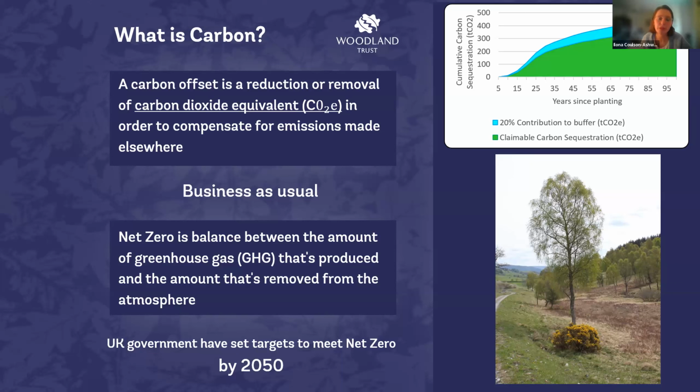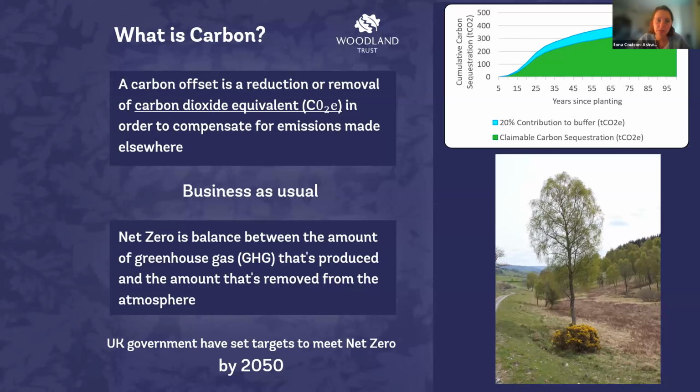Obviously, in a business as usual scenario, as we all know and as we're all living in, we're polluting more than we're either sequestering or reducing. So in order to balance that, we want to work towards net zero, and all of the governments have set a target for 2050 across the UK. That means trying to balance the amount of greenhouse gas emissions that are produced to the amount that we're trying to remove from the atmosphere. And there's two ways of doing that.